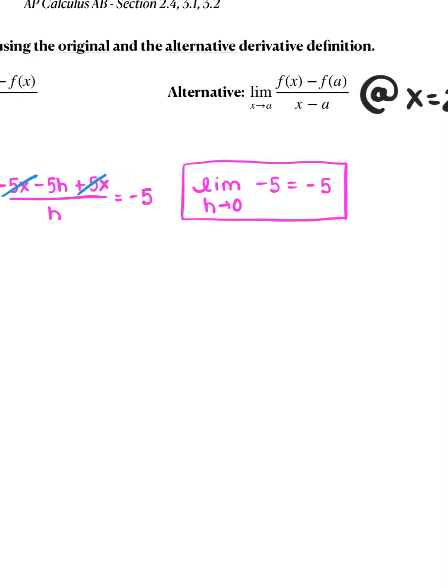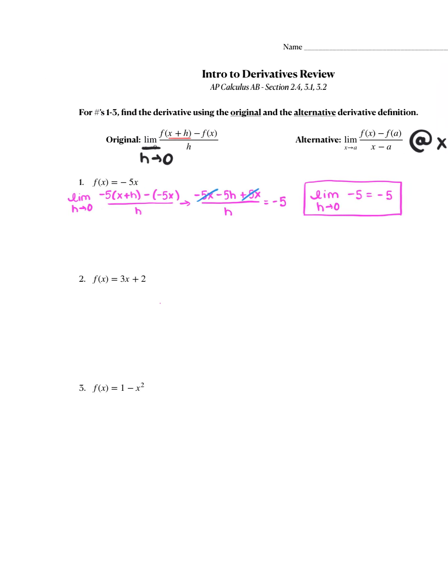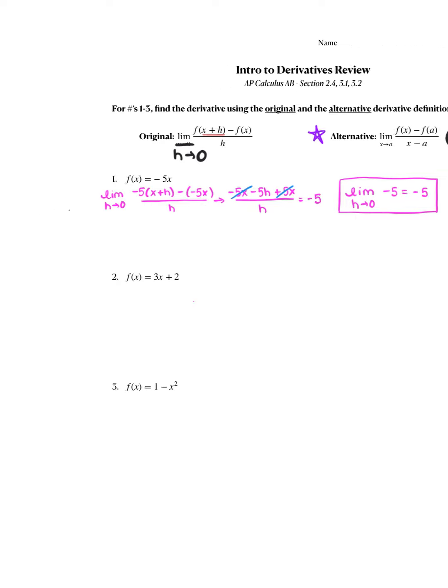Okay, so I want to remind you what we just found here. We just found that this function, no matter where we are on the function, the derivative is always negative 5. And I think if you think about that graph, that'll make sense to you. But let's go back and find the derivative specifically at x equals 2. So now I'm looking at this alternative definition.